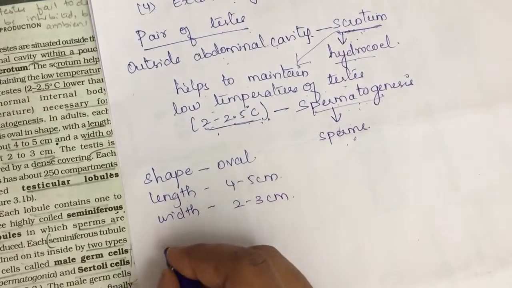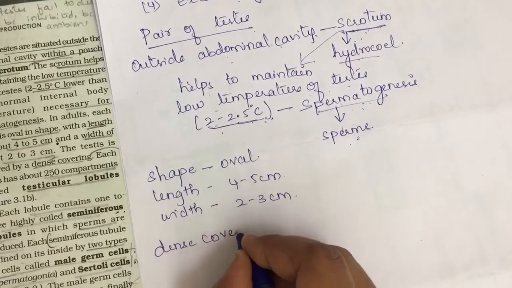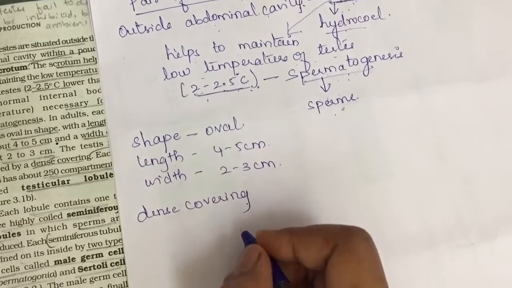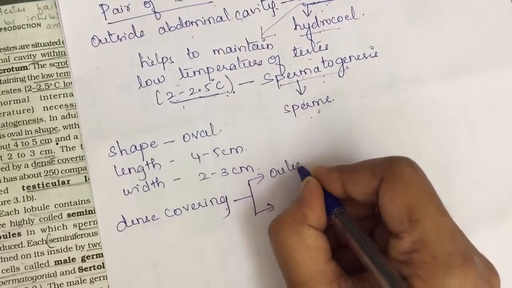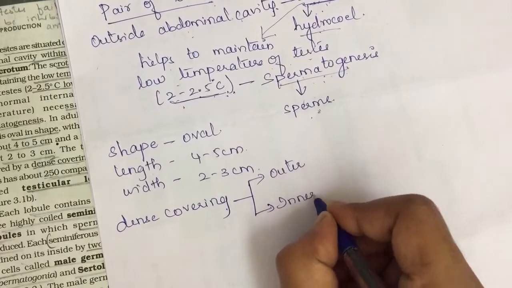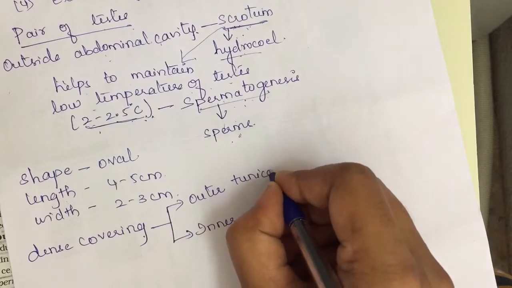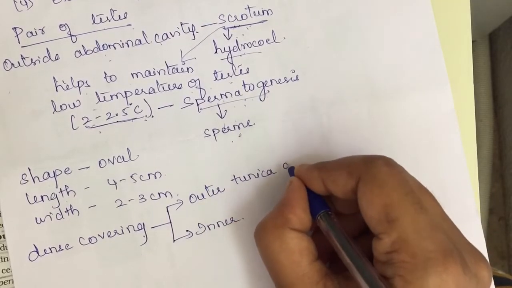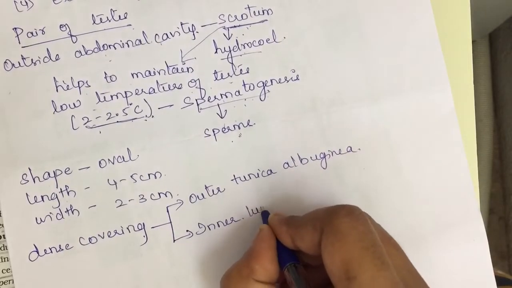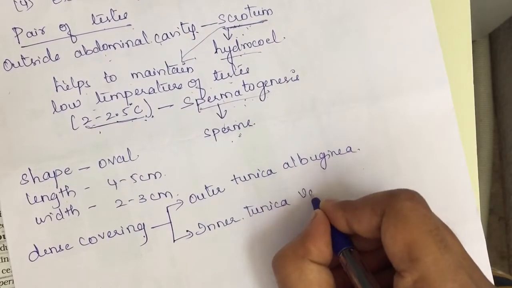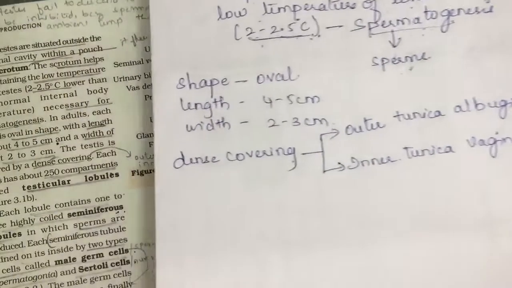Now the testis is covered by two coverings, which means a dense covering is present for the testis. Outer and inner, two coverings it has. The outer one is tunica albuginea, and the inner one is tunica vaginalis.